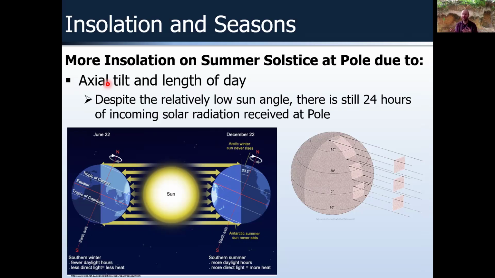But again, remember that angle is so important. It's not to say that it's warmer at the North Pole in the middle of the summer than it is at the equator, because those angles are pretty low. However, you have approximately twice the amount of time that the sun is up. For 24 hours, you're receiving a little bit of energy.